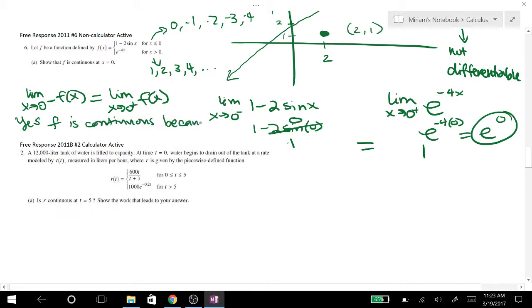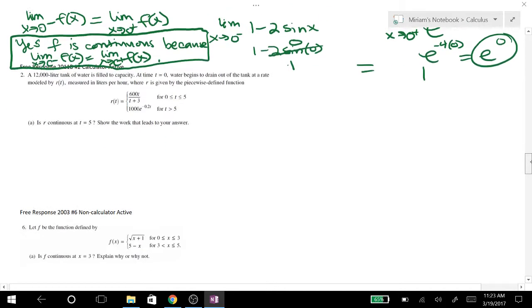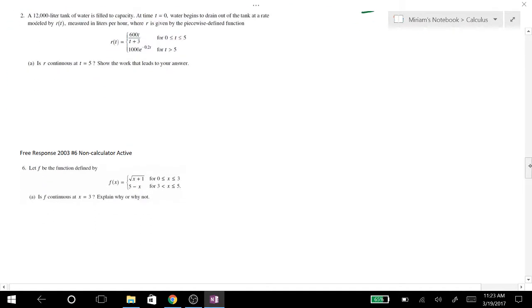Because the limit as x approaches c on the left of f of x is equal to the limit as x approaches c on the right of f of x. I know it's long, but please write it down because this is a free response problem and you need to write a full sentence down. Same thing over here. This is a calculator problem, so I just want to note this is a calculator problem.